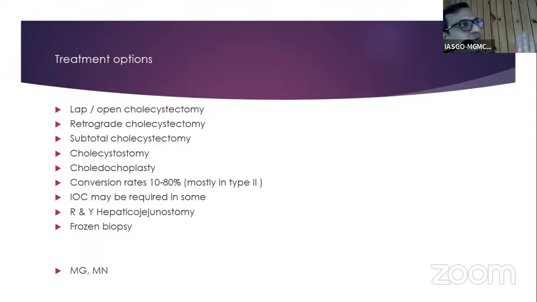So let us go one by one. So laparoscopic cholecystectomy, you are recommending for type 1 Mirizzi. Dr. Narwaria, retrograde cholecystectomy and subtotal cholecystectomy, when would you select these procedures in Mirizzi syndrome? I think most of these cases are using the laparoscopic approach.